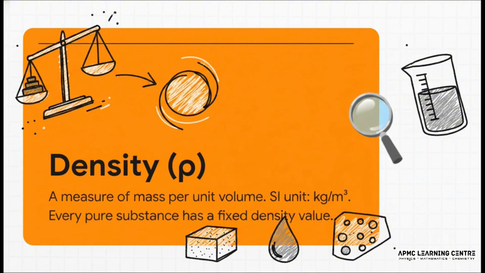And here's what makes that simple little formula so incredibly powerful. Every pure substance has a unique, fixed density value. Gold will always have the same density. Water will always have the same density. So what does that mean? It means if we can just measure an object's mass and its volume, we can calculate its density and figure out exactly what it is.